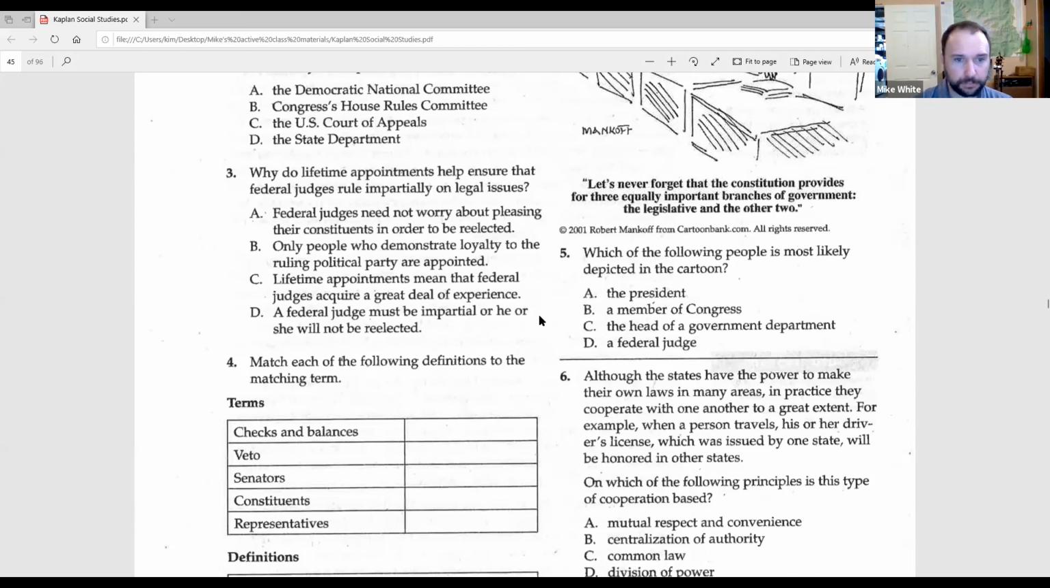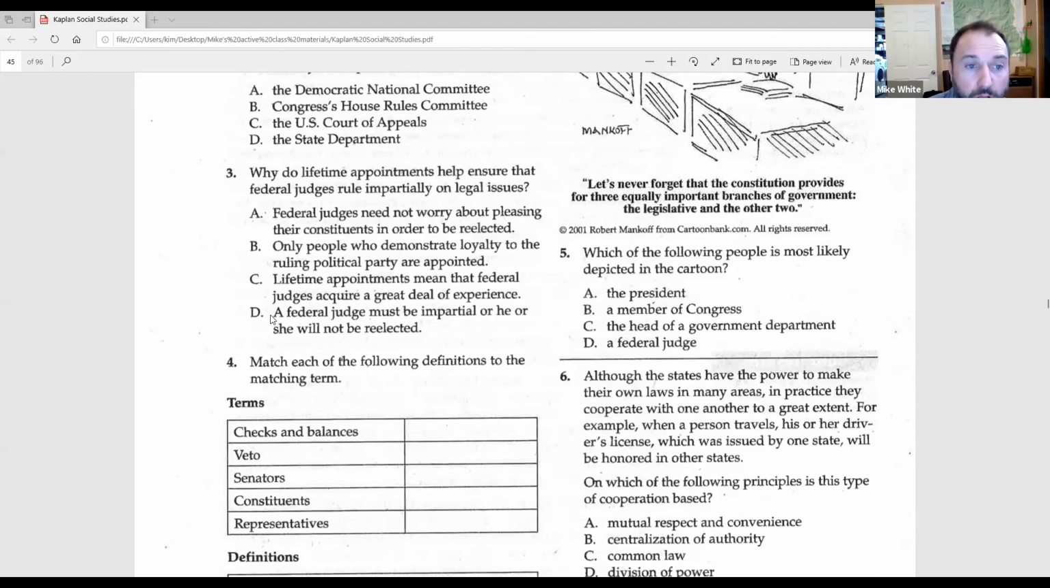And then the other one that I would probably throw out would be D. A federal judge must be impartial or he or she will not be reelected. Now, the problem with D is that it sounds great, but think about that. Are federal judges elected? No. Federal judges are not elected. Federal judges are appointed, and so they don't run for reelection. So D directly doesn't answer the question.